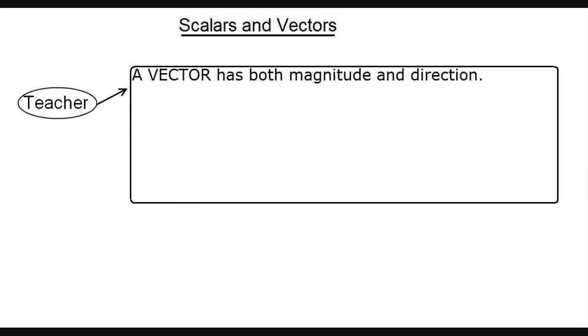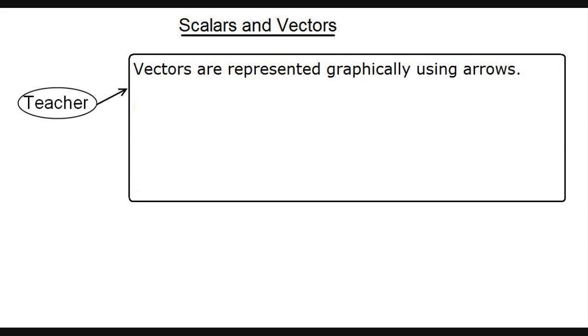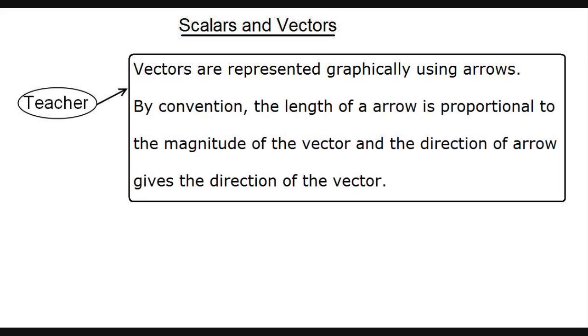A vector has both magnitude and direction. A vector quantity is a quantity that has both magnitude and direction, and thus can be represented with a vector. Vectors are represented graphically using arrows. By convention, the length of an arrow is proportional to the magnitude of the vector, and the direction of arrow gives the direction of the vector.